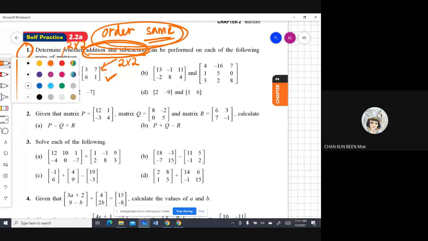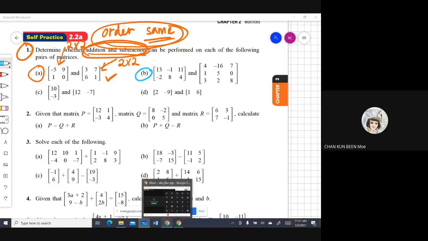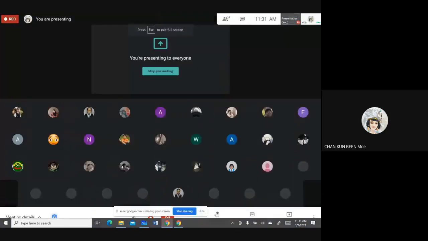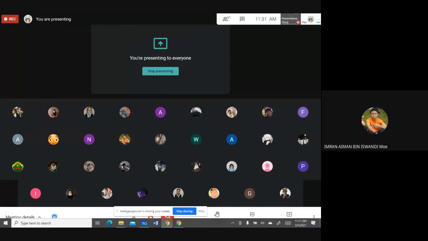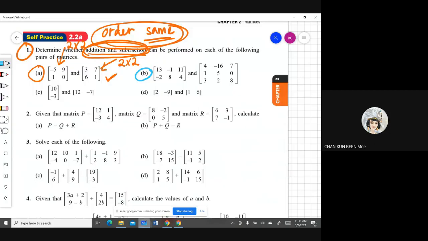Okay, now I move to the next question. Question B here. Imran, are you there? Yes. Okay, Imran, can you tell me whether question B over here, addition and subtraction can be performed or not? Addition and subtraction cannot be performed because they are not the same. Yes, very good. Thank you very much.